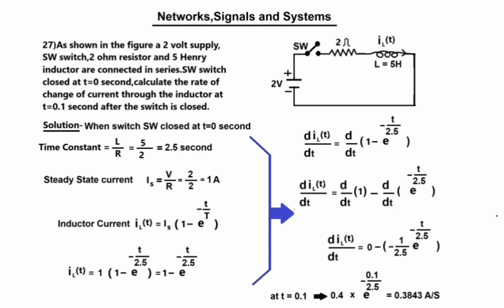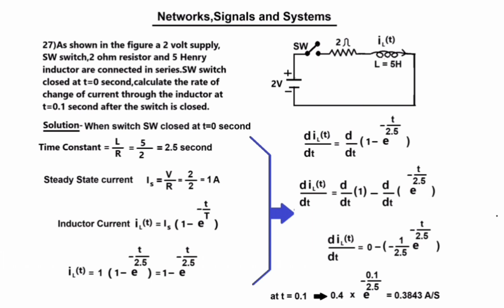Differentiation of IL(t) with respect to t equals differentiation of 1 and differentiation of e raised to the power minus t upon 2.5. This equals 0 minus the bracket minus 1 upon 2.5 e raised to the power minus t upon 2.5.